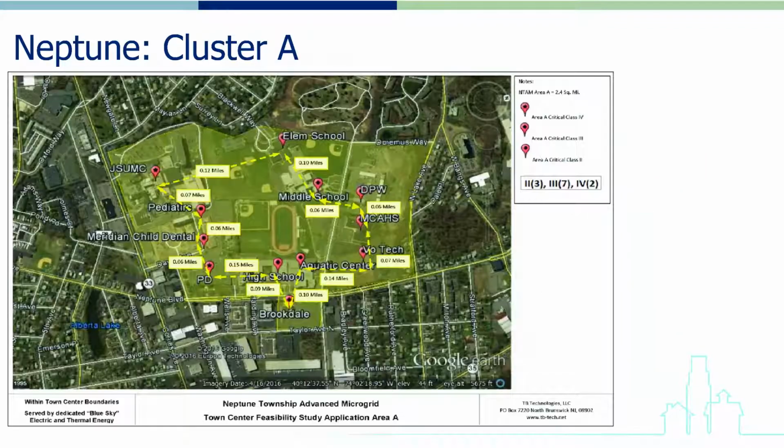Taking a look at Cluster A on the site map of Neptune, it can be seen that the 12 facilities are indeed tightly located together, making the potential for a tight distribution network amongst and between them more likely and contributing to their listing as the first priority cluster.